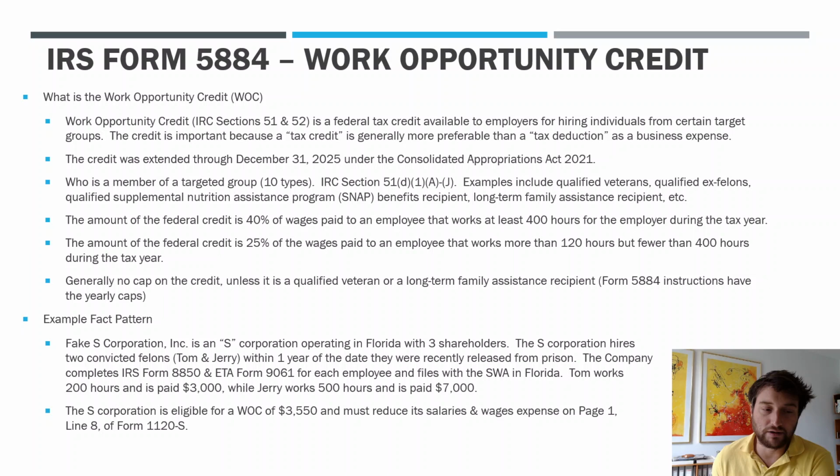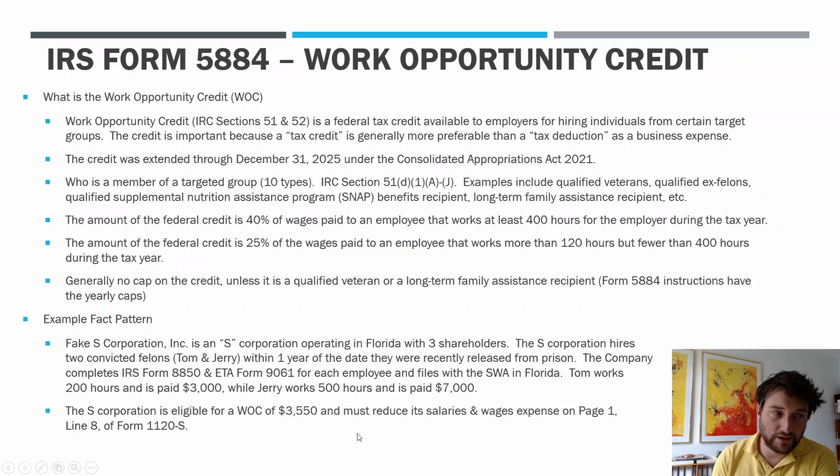So the fake S corporation goes through all of the administrative red tape. They do the 8850, they do the 9061, they send that to the state of Florida, and they get approval that these 2 individuals are qualified for this credit. Now Tom works 200 hours and he's paid $3,000. Jerry works 500 hours and he's paid $7,000. The way this credit's going to work out, it's going to be $3,550, and then they reduce their wage expense by the same amount.